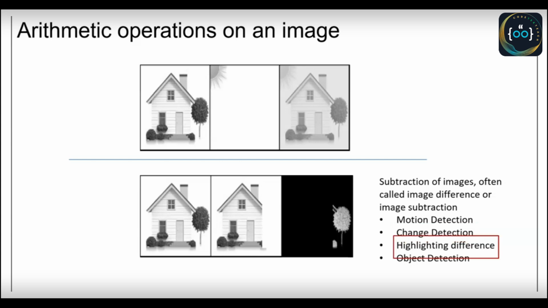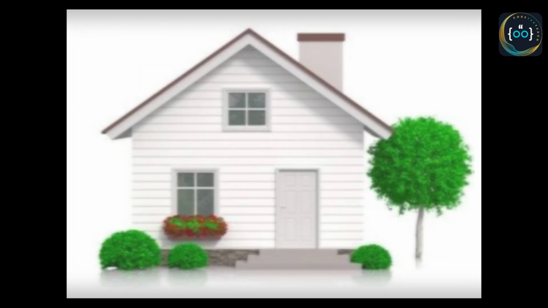If you have two very similar images and want to highlight their differences, you can subtract one from the other. The resulting image will be black or close to black in areas where the images are the same and brighter in areas where they differ, as you are seeing in this particular image.